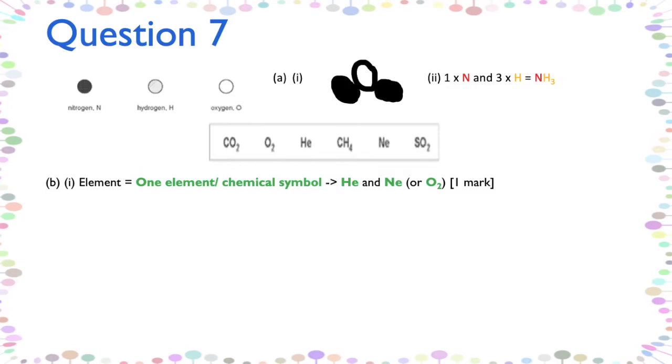So for II, we need to choose two compounds. So a compound contains two elements. So this can be CO2 and CH4, or you could have said SO2.